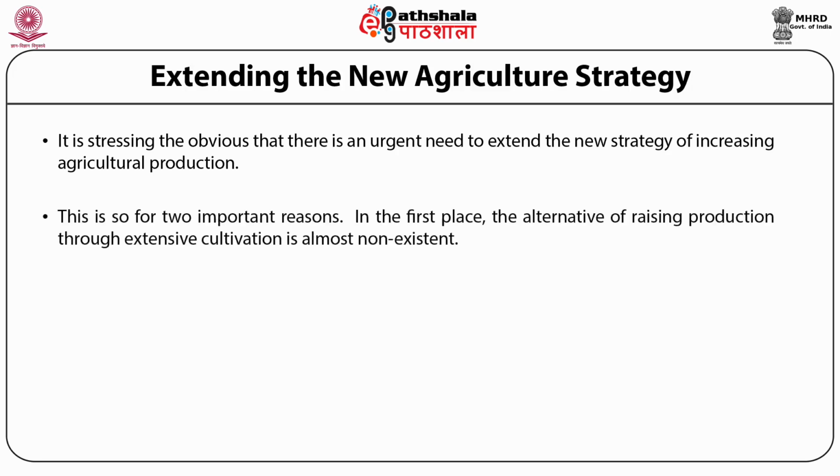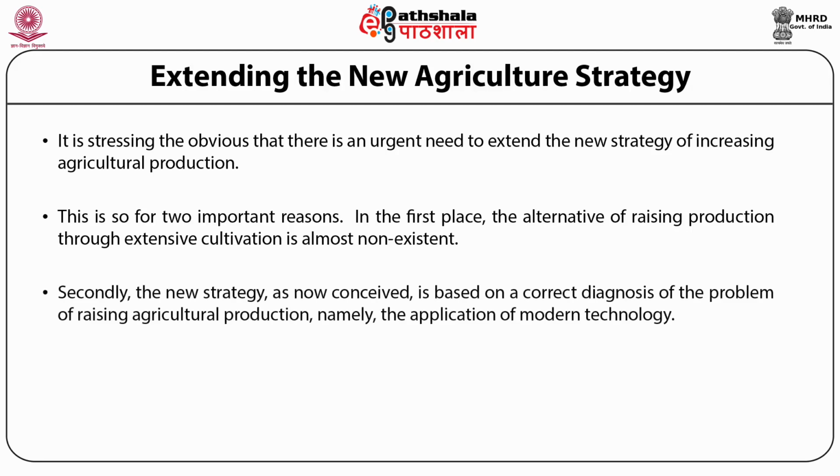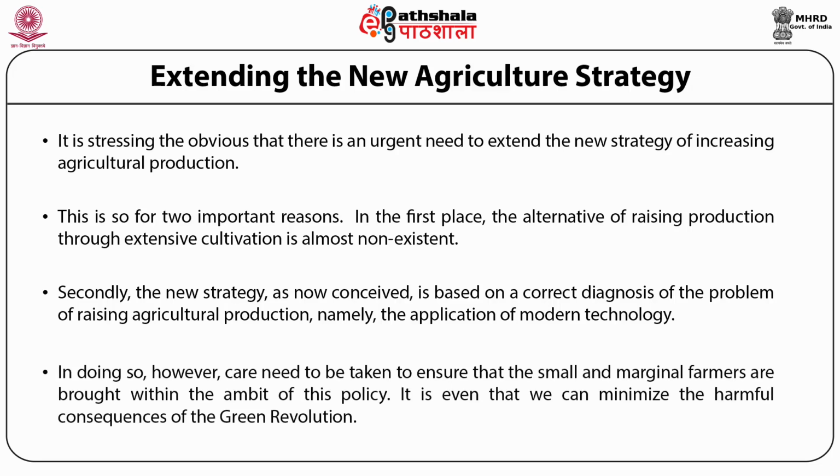This is so for two important reasons. In the first place, the alternative of raising production through extensive cultivation is almost non-existent. Secondly, the new strategy, as now conceived, is based on a correct diagnosis of the problem of raising agriculture production, namely the application of modern technology. In doing so, however, care needs to be taken to ensure that the small and marginal farmers are brought within the ambit of this policy. It is only then that we can minimize the harmful consequences of the Green Revolution.